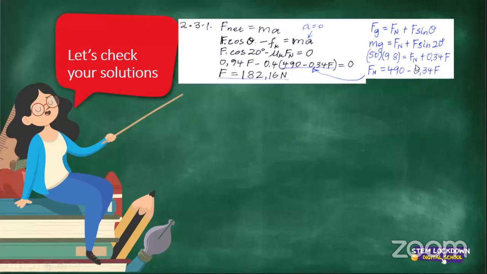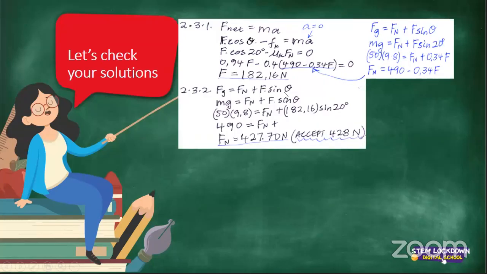So what we are doing, we want to remain with Fn. So we keep Fn and we transpose this to be 490 minus 0.34 multiplied by F. So we substitute where we have Fn, we substitute 490 minus 0.34 F here. And then we solve for F, and we get our F to be 182,16 newtons.